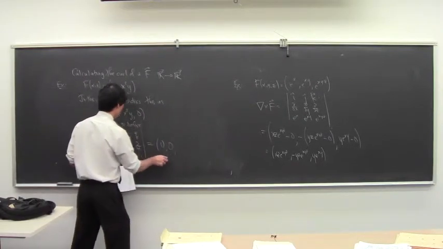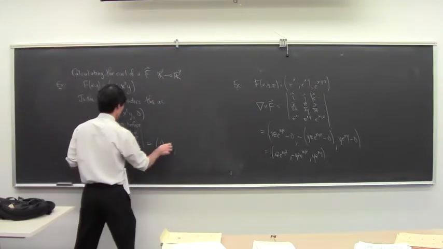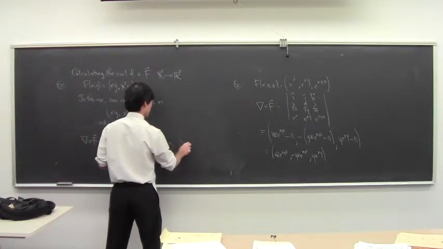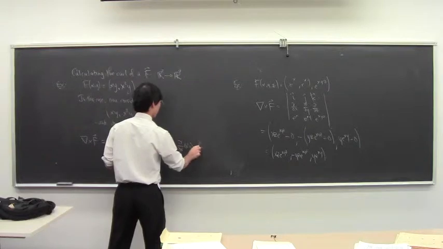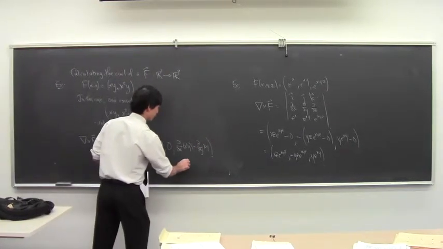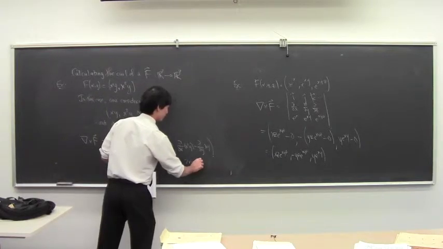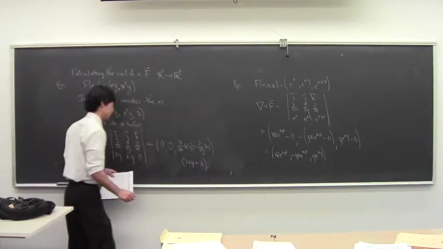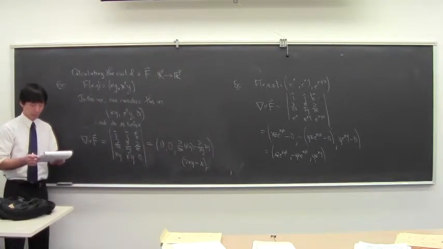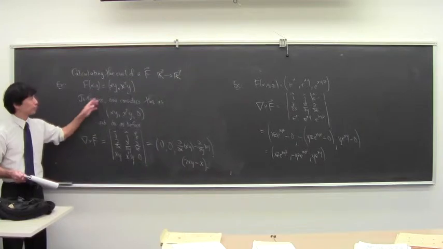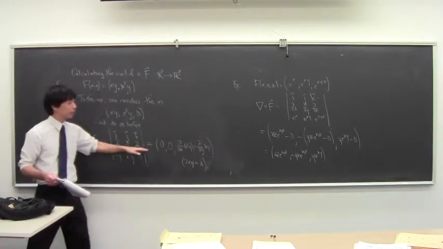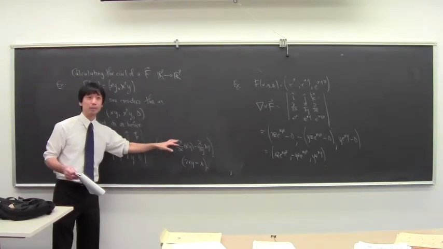And then the third one, what are you going to get? d/dx of x squared y minus d/dy of xy, that's to say 2xy minus x in this case. So when you have a field in R2 and you calculate its curl, you're always going to end up with 0, 0, and then something.